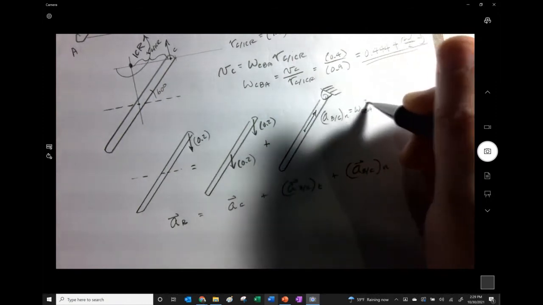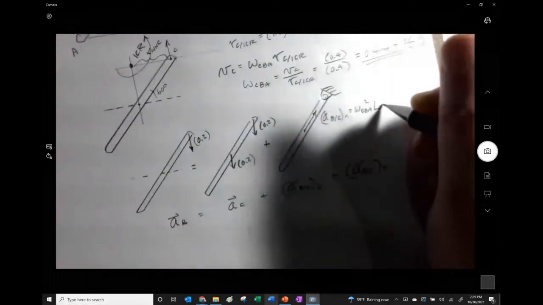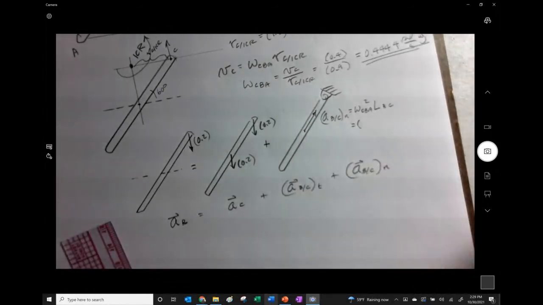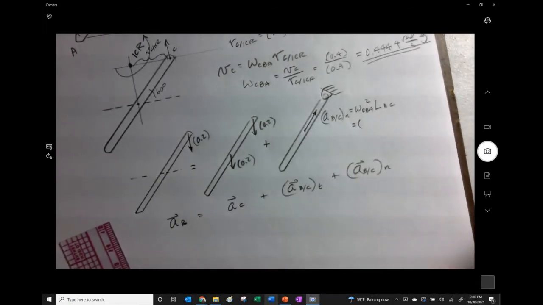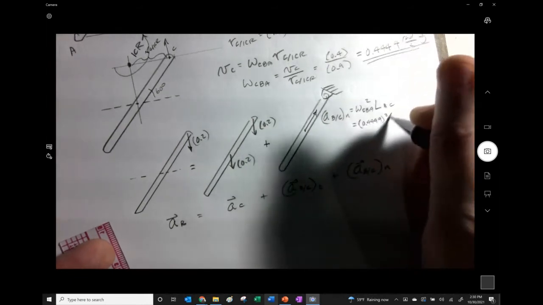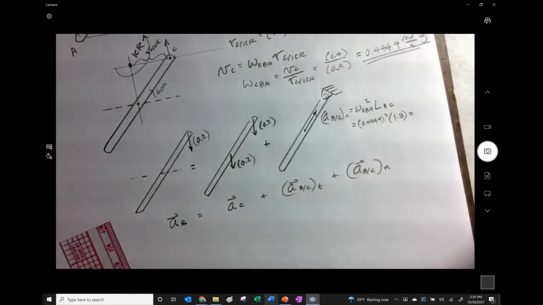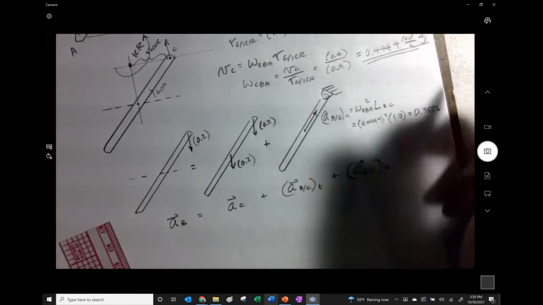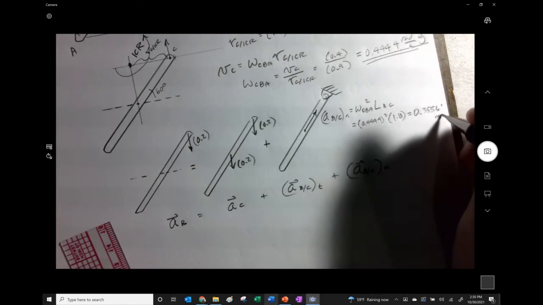omega CBA squared times L, call it BC. And we could find the value for that, which I like to do. It's a little easier. So we're going to take that 0.4444 squared times 1.8, and I think we get 0.3556 meters per second squared.